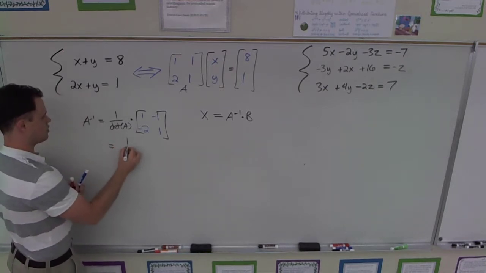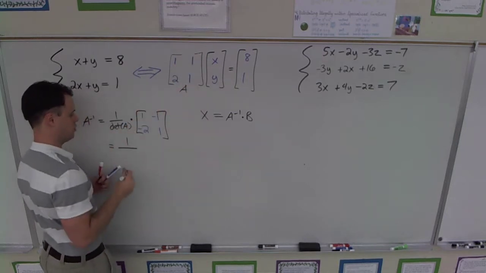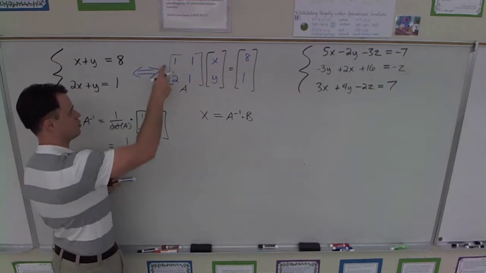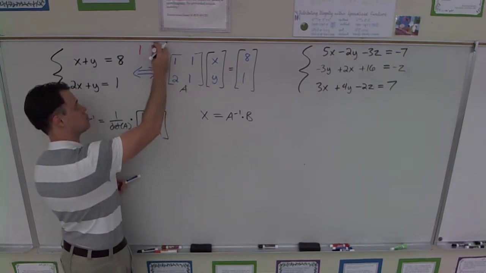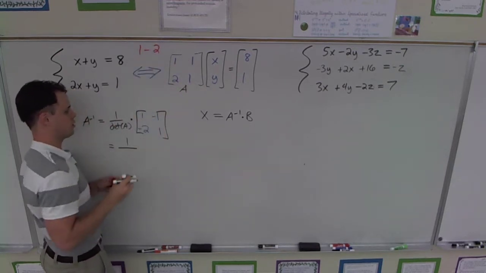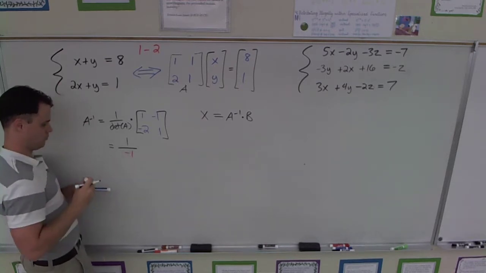So I just need the determinant of A. What is the determinant? Do some scratch work if you like. 1 times 1, minus 2 times 1. So I have 1 minus 2, which is negative 1.